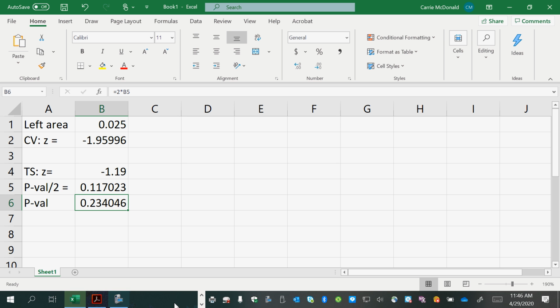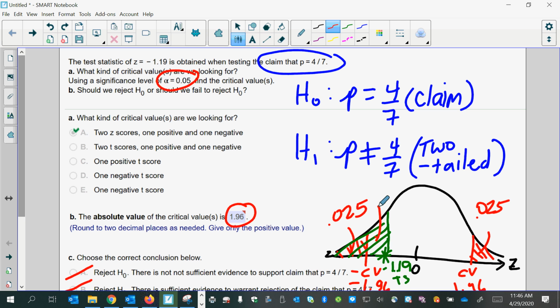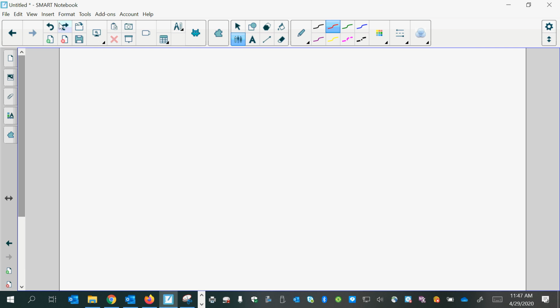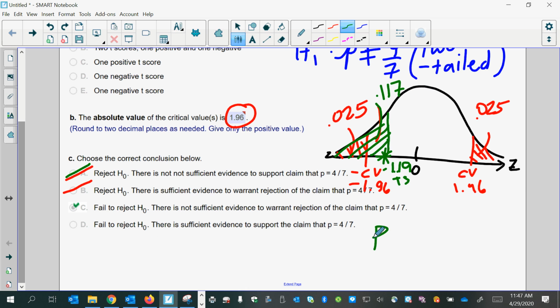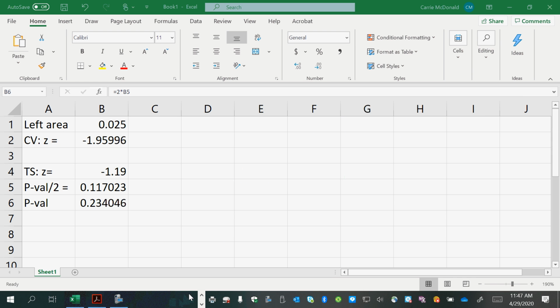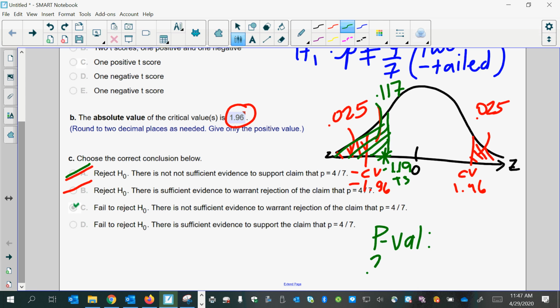So 0.117 is half the p-value, and my total p-value is 0.234, which we look to see if it is less than alpha 0.05, and notice that it is not. So we fail to reject the null hypothesis based on that as well.